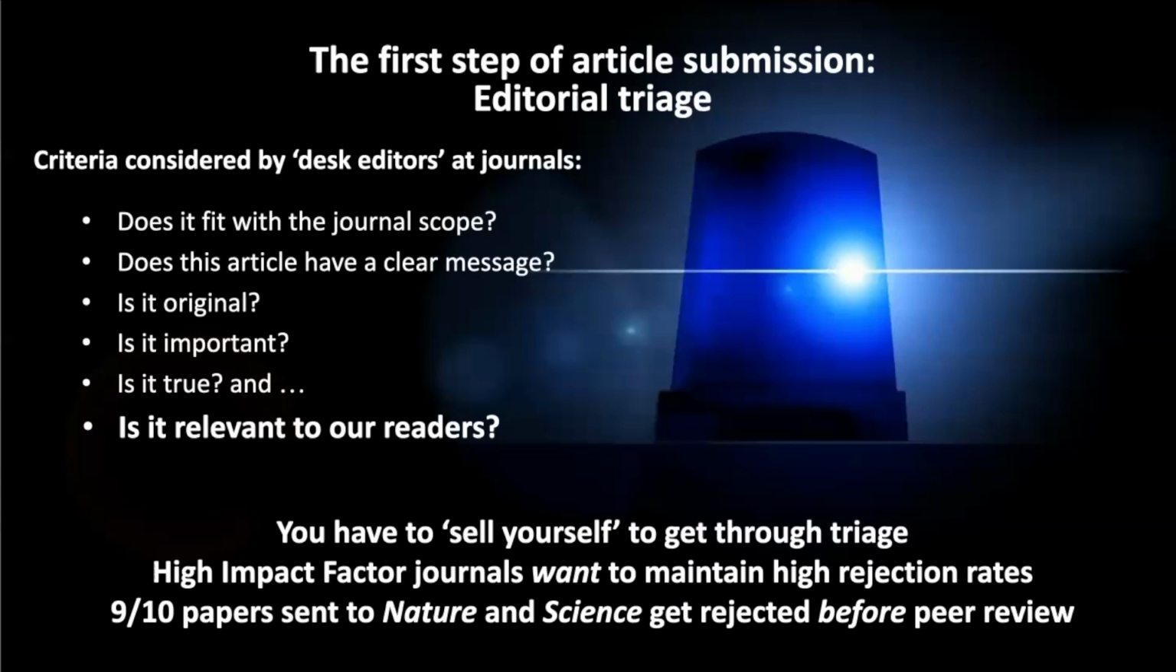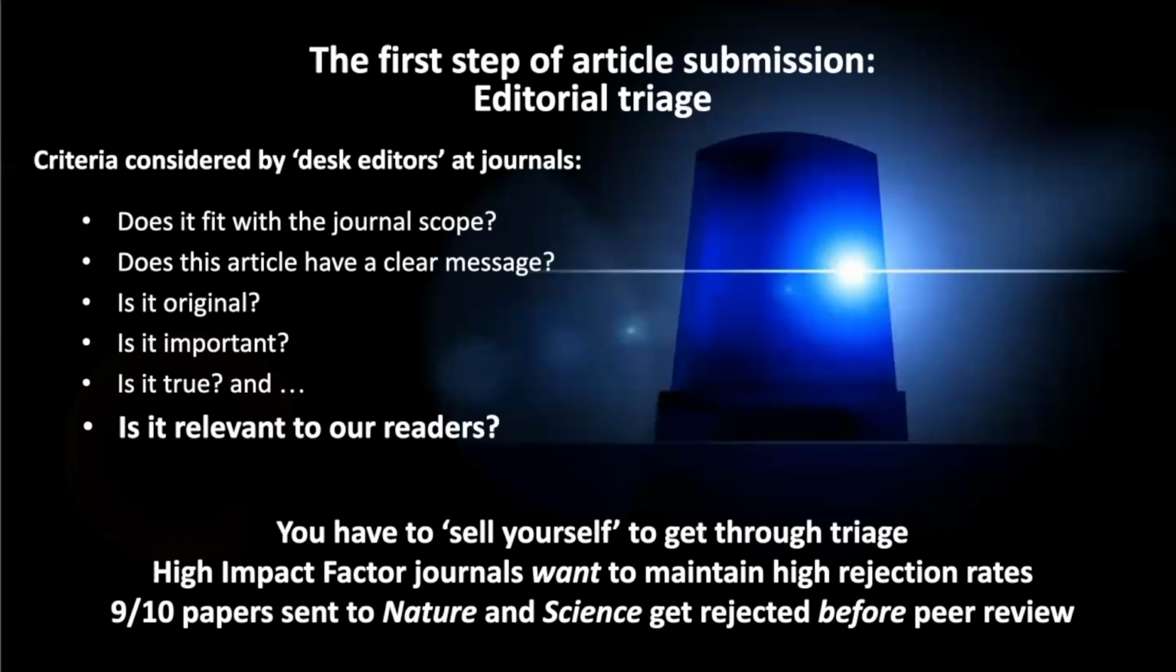Don't forget that higher impact factor journals have really high rejection rates. Nature and Science, up to 9 out of 10, 90% or more of papers that get submitted get rejected before peer review. So keep this in mind always. Your motivations for writing and publishing are very different from the motivations of editors who will be evaluating your work when you make a submission to an international journal.